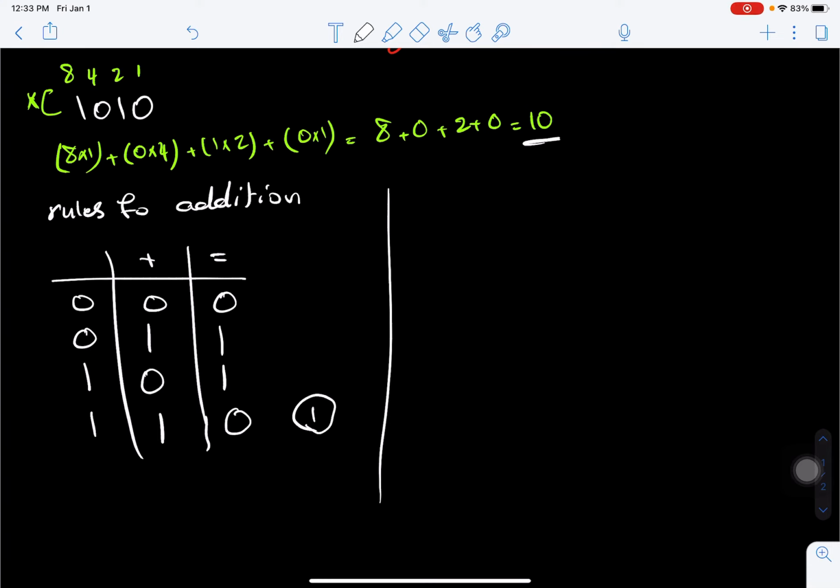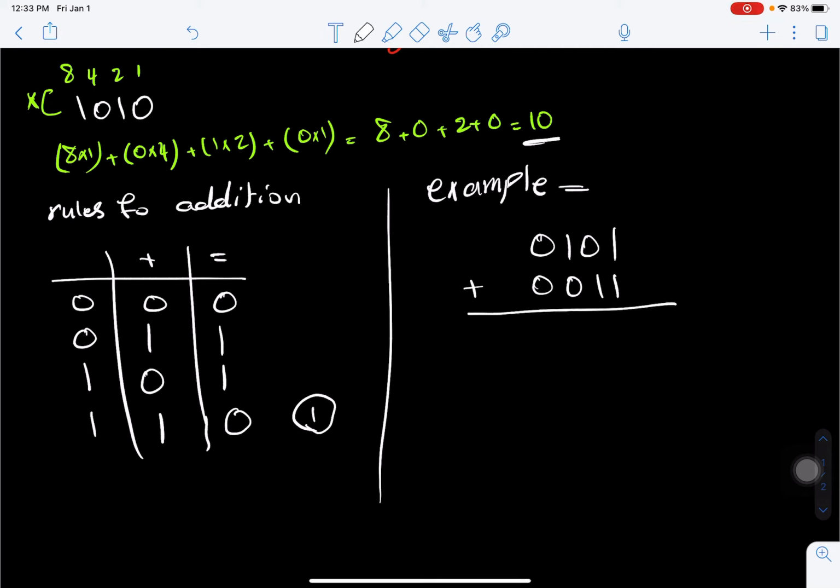So let's actually do an example. When you're adding two numbers, let's put, for example, 0 1 0 1 plus 0 0 1 1. I'm going to make it a little simple. So when you're adding these two together, the first two is 1 plus 1, which, based on these rules, is 0. The 1 is going to carry to the next one.